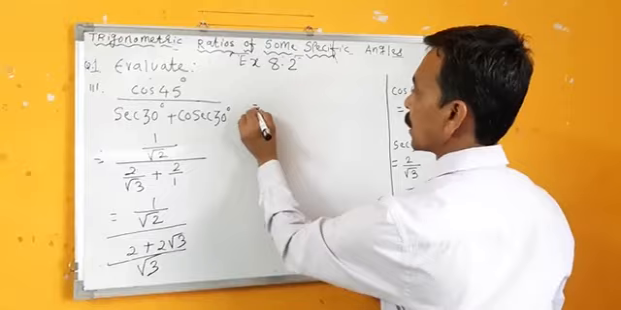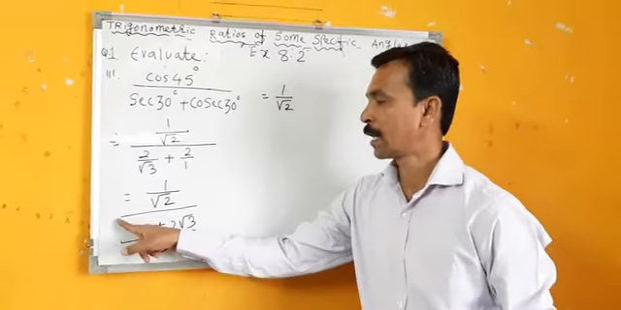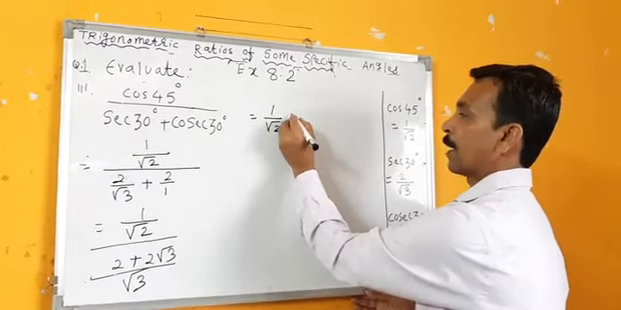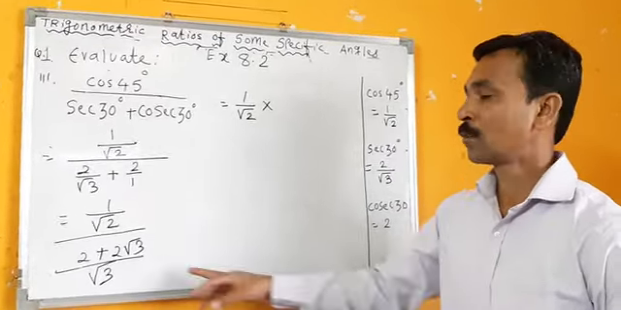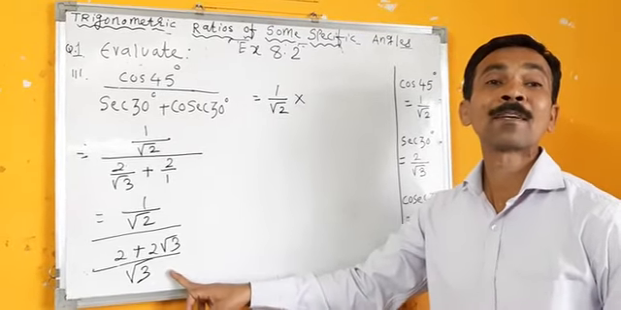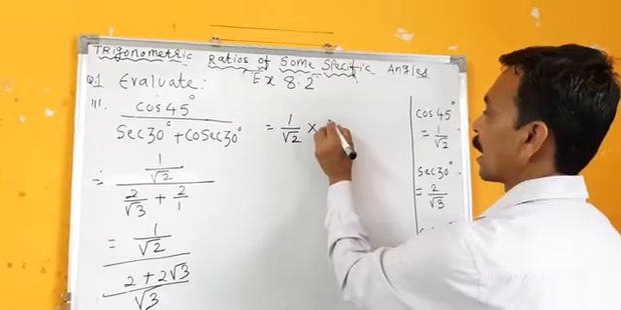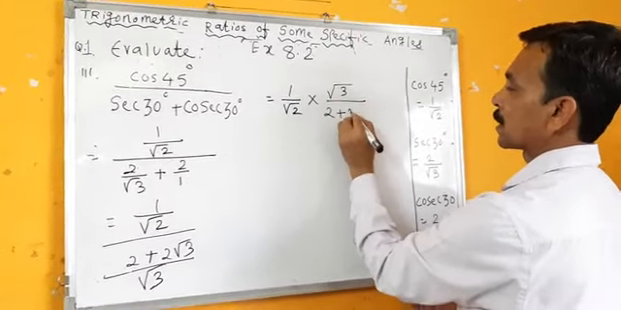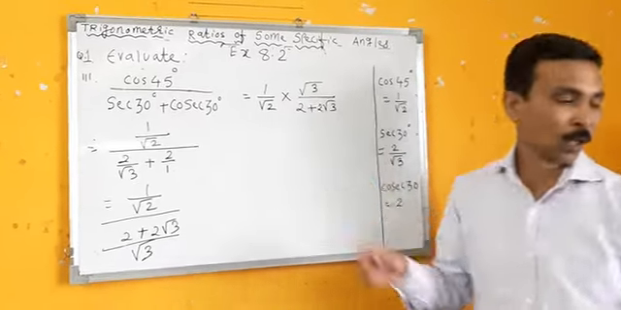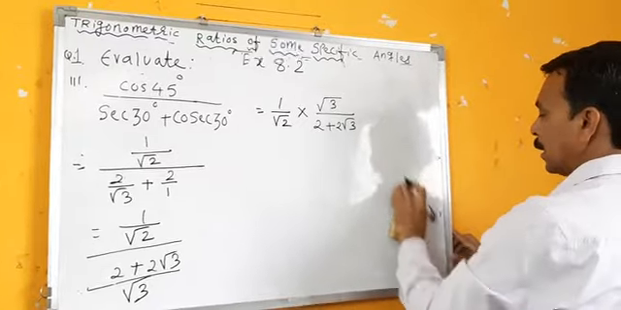Now it is equal to 1 upon root 2. This is 1 upon root 2 and this is divided by. Divided by becomes multiplication. Division becomes multiplication. So we will take the reciprocal. When division becomes multiplication, we take the reciprocal of this. So root 3 will come in the numerator and 2 plus 2 root 3 will go in the denominator.